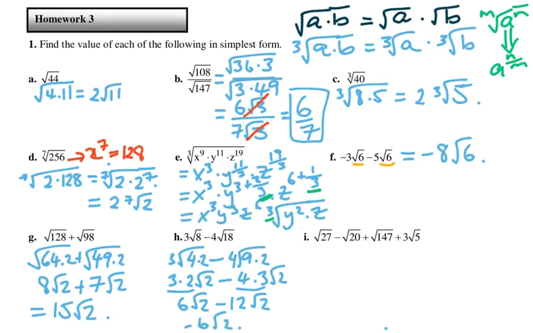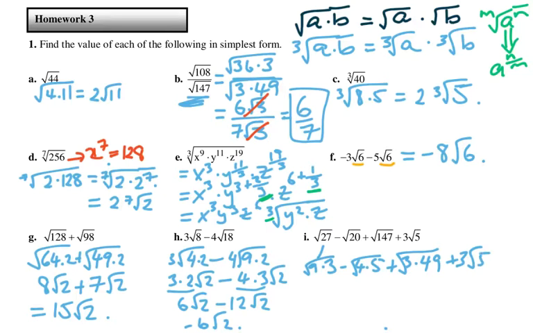Alright, doing really well now. Last one, so we want a square number that goes into 27, you guessed it, 9. So 9 times 3, 20, I think we can have 4 times 5. For 147, that's similar up here in B, so that was 3 times 49. And we can't do much with 5. Let's just leave that one as it is, 3 root 5.